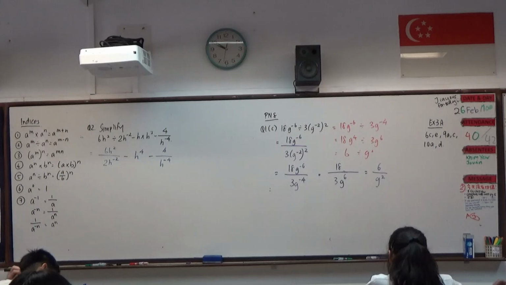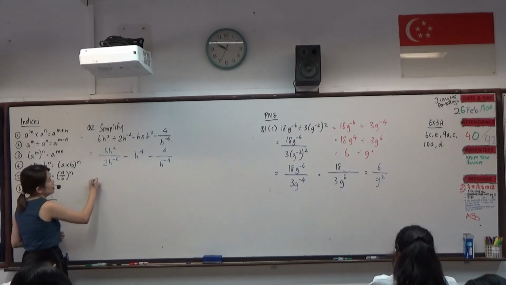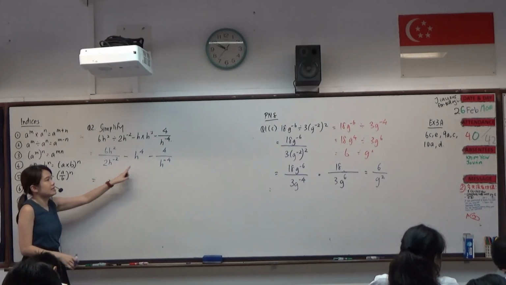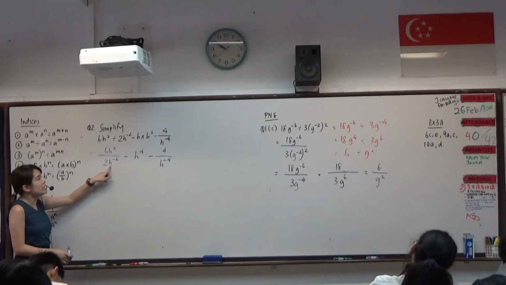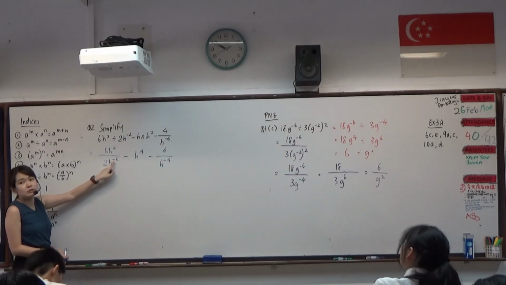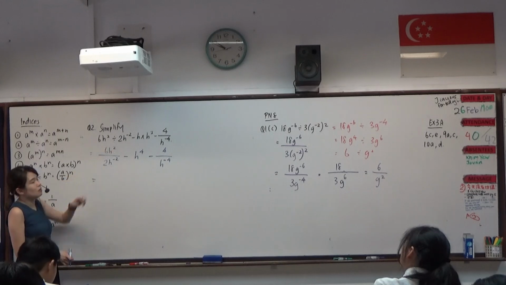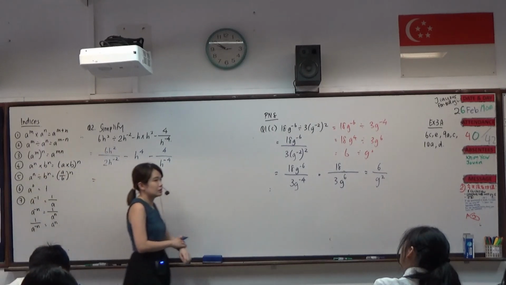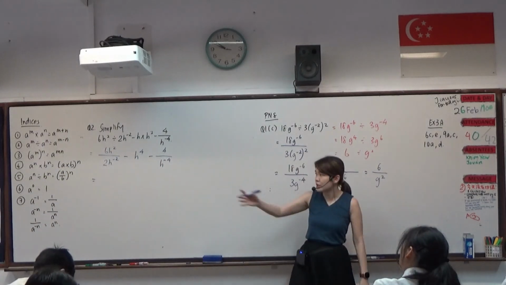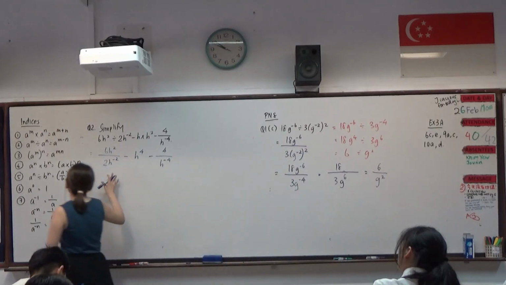Alright? Next. Okay? We handle the negative powers. This h to the power -2, what happens to it? Or rather this expression here, what will happen to it? Maybe Mel, you want to try? So what do I write?